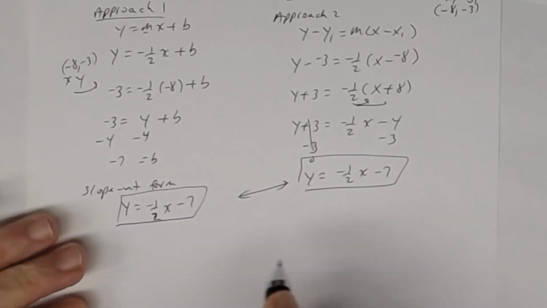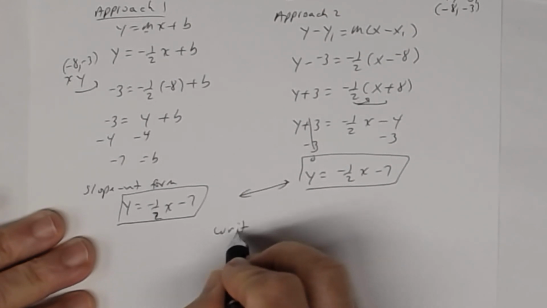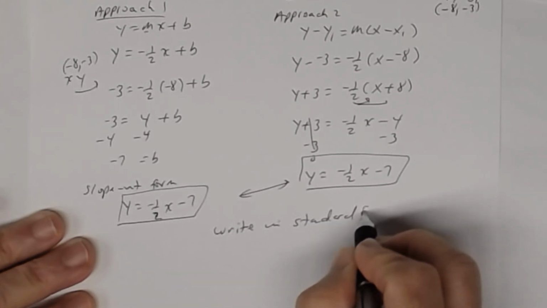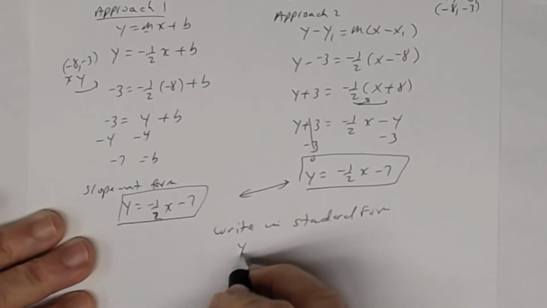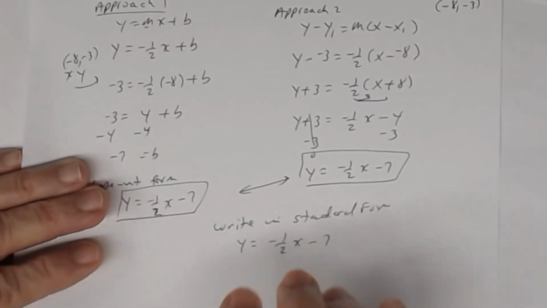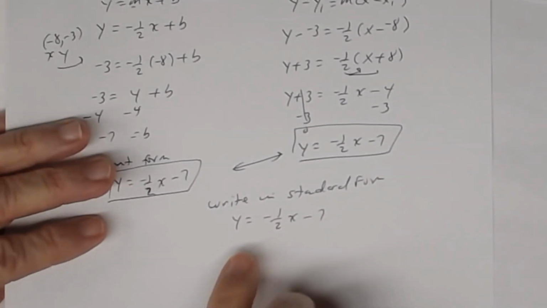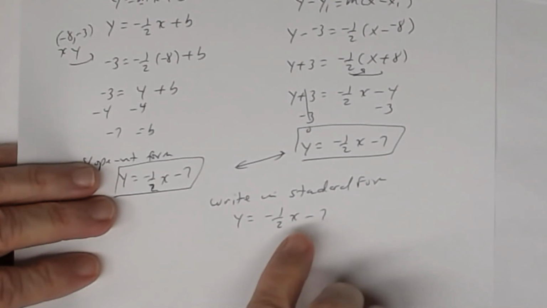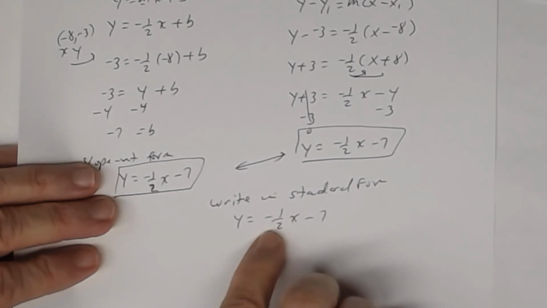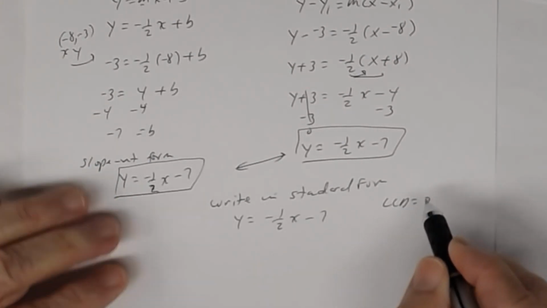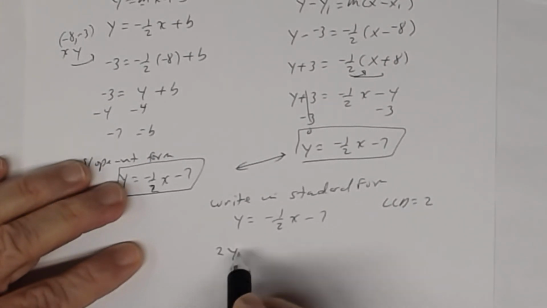Now, once you get to that point, you're going to write this in standard form. Okay, so let me go ahead and rewrite this over. So you have y equals negative 1/2 x minus 7. So standard form, first of all, you don't want any fractions. You want all these coefficients of x, y, and the constant to be integers. So I have to clear the fractions. So the LCD here is 2. So I'm going to multiply both sides by 2.